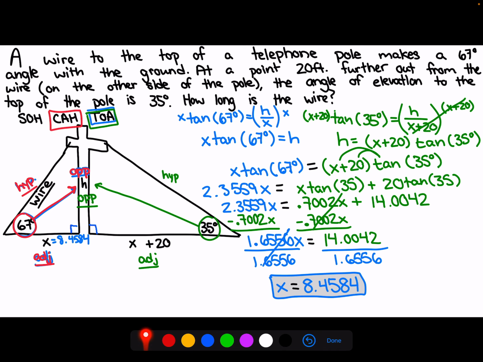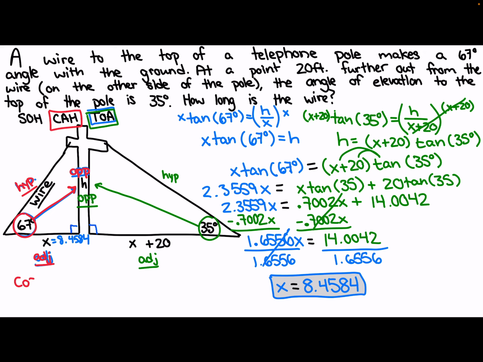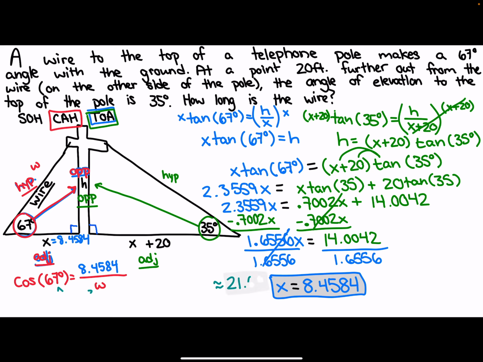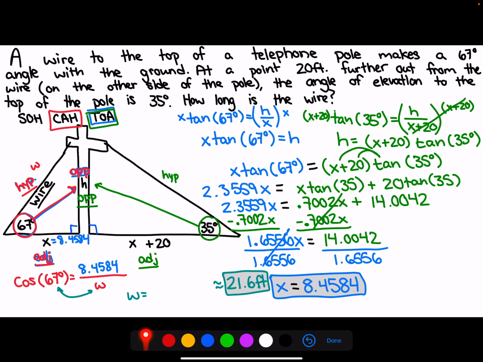Cosine of 67 degrees equals adjacent 8.4584 over w, the hypotenuse, the wire. If you guys recall the little trick, if I have my denominator here as my variable, I can go ahead and switch what's on the other side of the equal sign and my denominator. So this will actually turn into w is equal to 8.4584 over cosine of 67. If you enter that into your calculator, you'll get the final answer as 21.6 feet, which is the length of the wire.